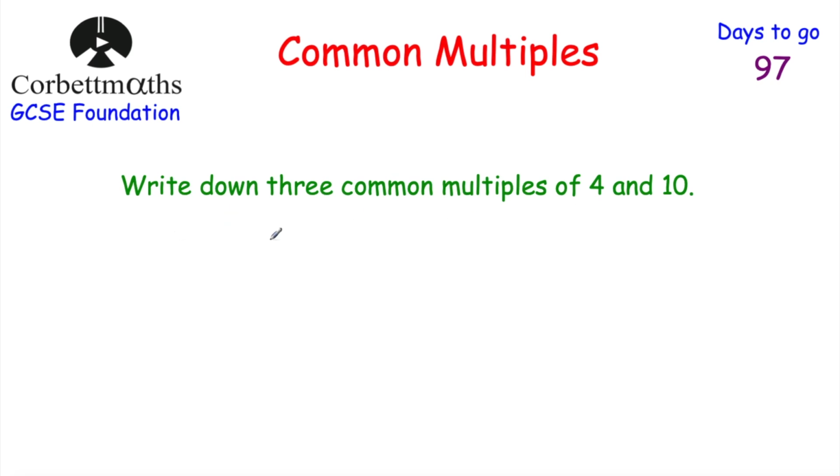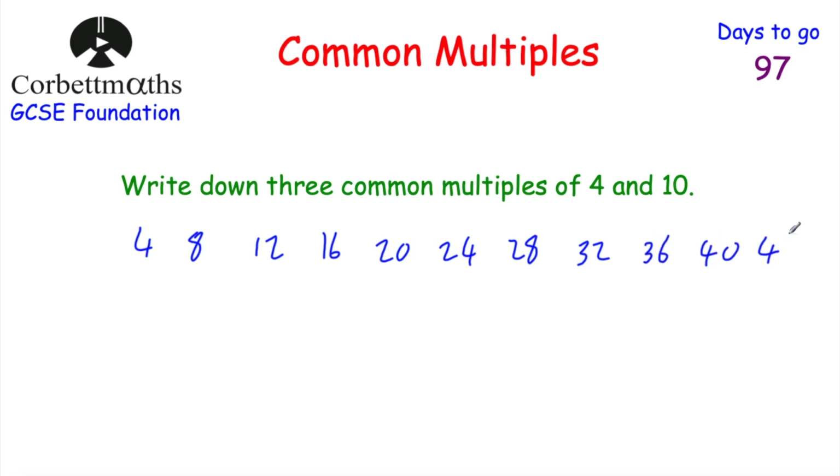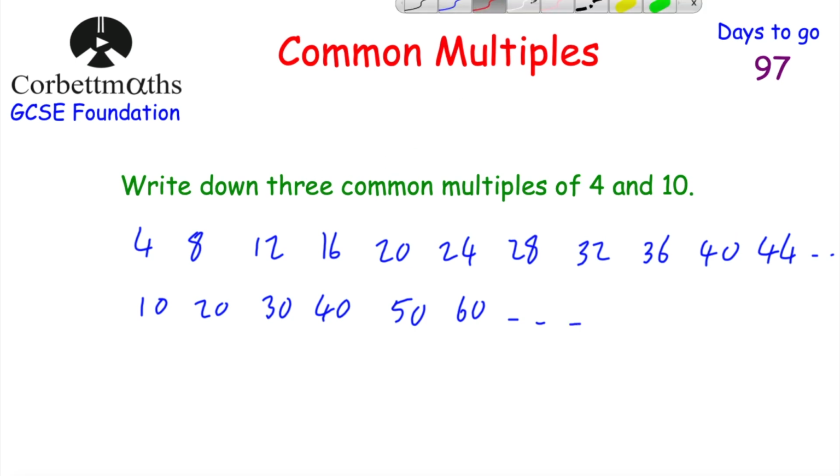So if I was to do this question, I would list the multiples of 4, so 4, 8, 12, 16, 20, 24, 28, 32, 36, 40, 44, and so on. And then the multiples of 10, 10, 20, 30, 40, 50, 60, and so on. And we've been asked to find 3 common multiples of 4 and 10. So I'm going to look at the lists and look for any common multiples.